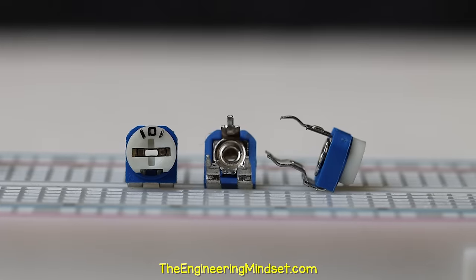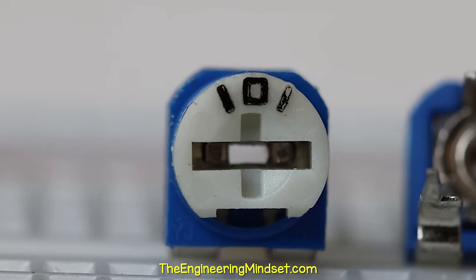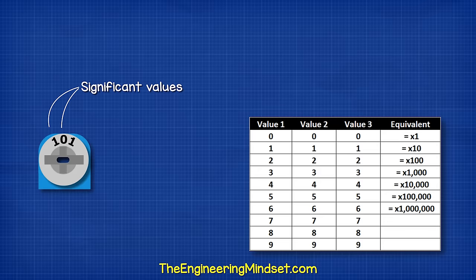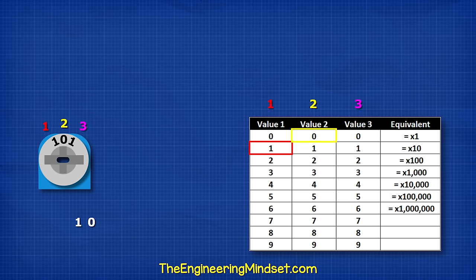These small versions have a three-digit number. The first two are the significant numbers, and the third tells us how many zeros to add. For example, this one shows 101, meaning it's 10 with one zero after, so it's a 100 ohm resistor, and that is the maximum rating. This one shows 204, so it is 200,000 ohms.